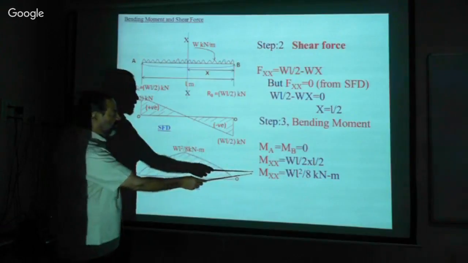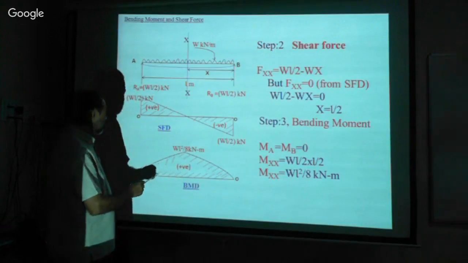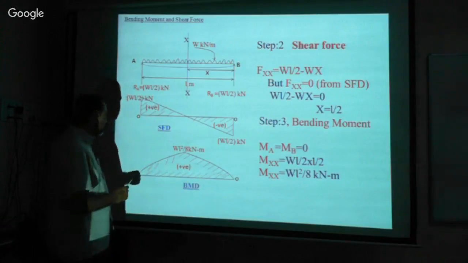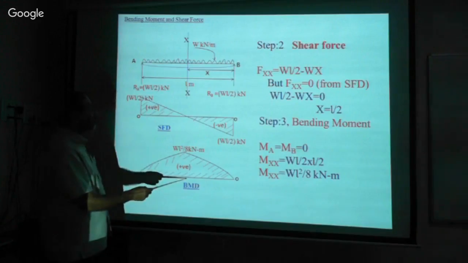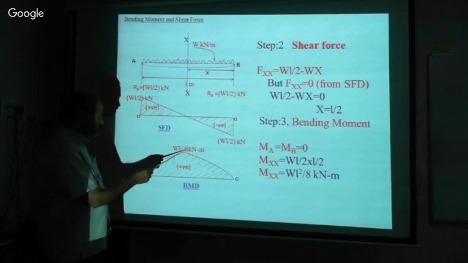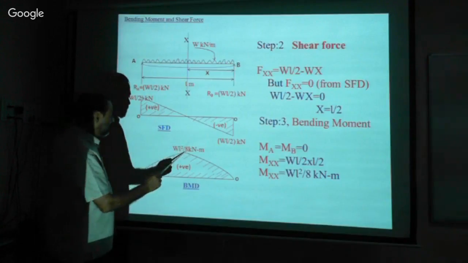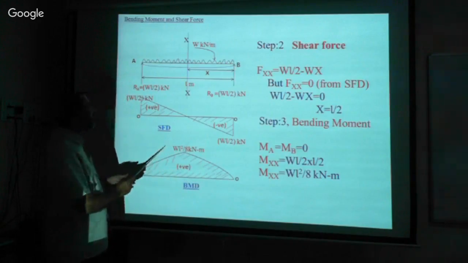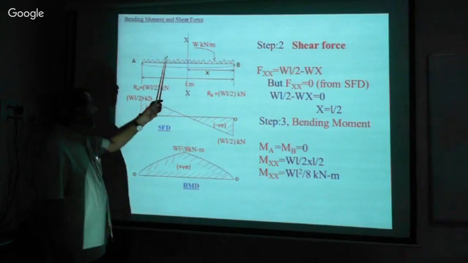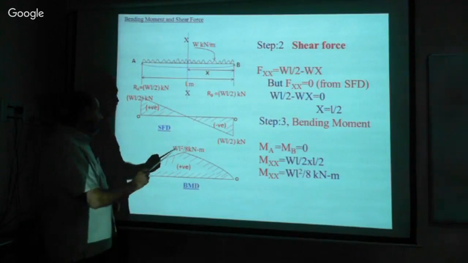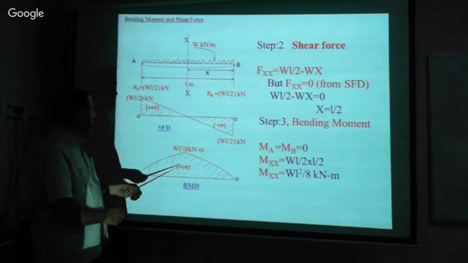Now after calculating this, take a zero reference, and here at the center, measure this WL square by 8. Measure this distance and complete the diagram. It is a parabolic line because it is UDL. UDL means it is a parabolic, curved line. Now you draw this and complete the diagram.